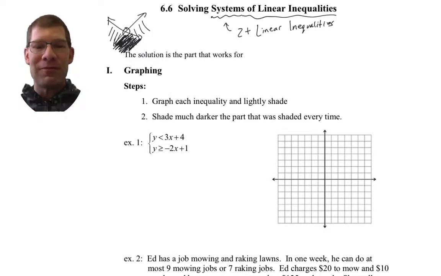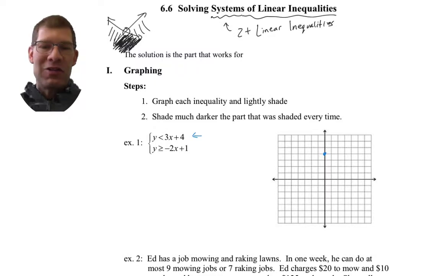So graphing them. Really the first step is just what we did in section 5. Do what you did there, but we're going to do it twice in a row. So for example 1, graph each inequality and lightly shade. My first one has a y-intercept of positive 4, that's the plus 4. Put a dot there. My slope is 3, which is rise over run 3 over 1. So I start at my y-intercept and go up 3 and over 1, that gets me right there.